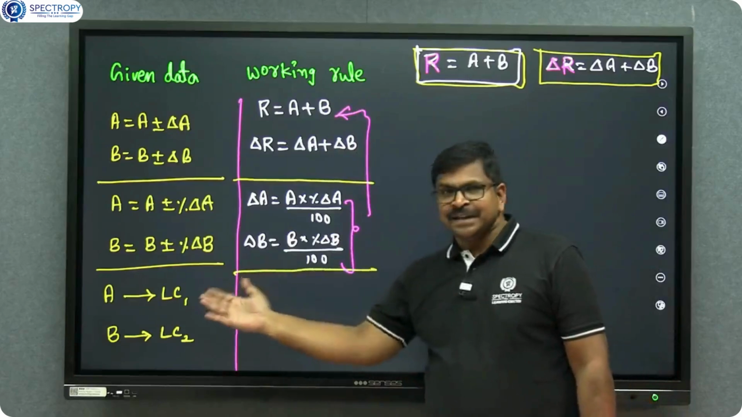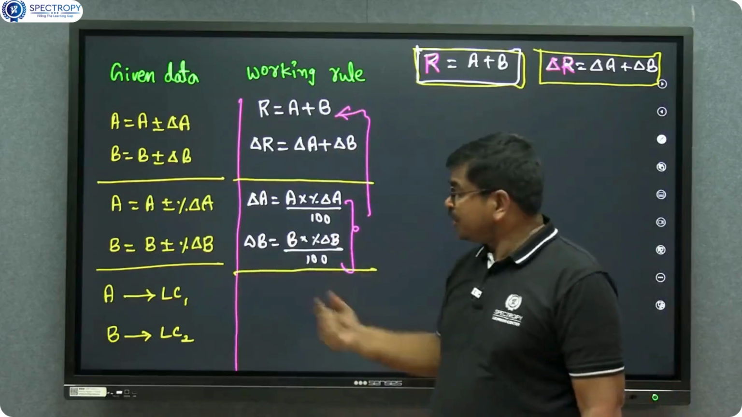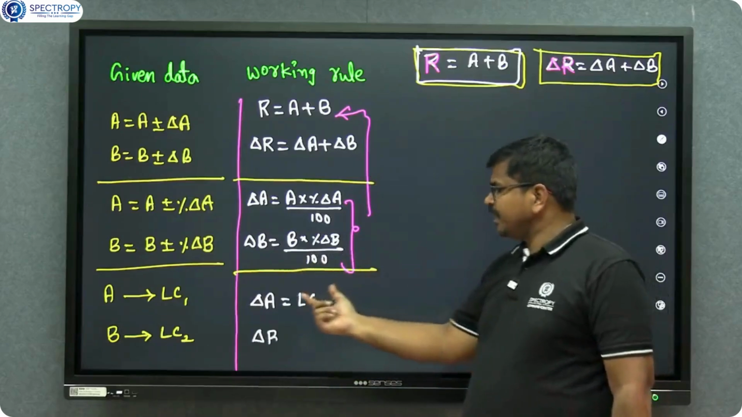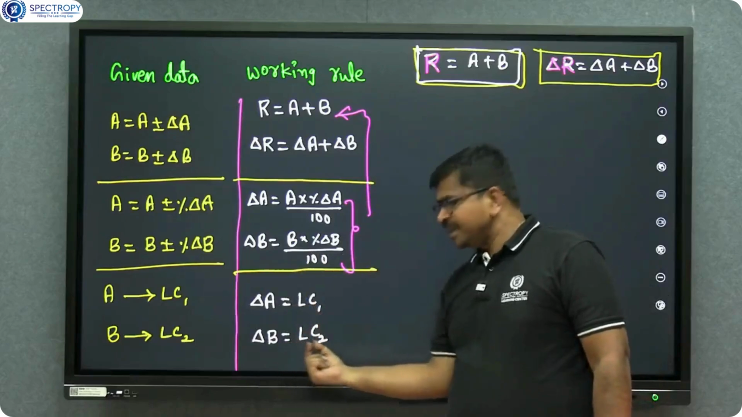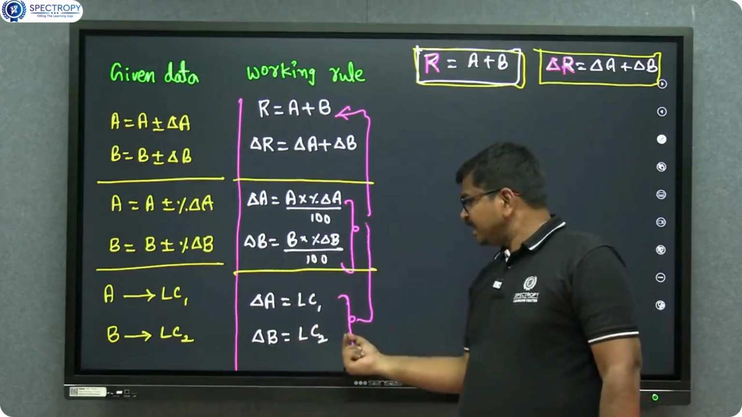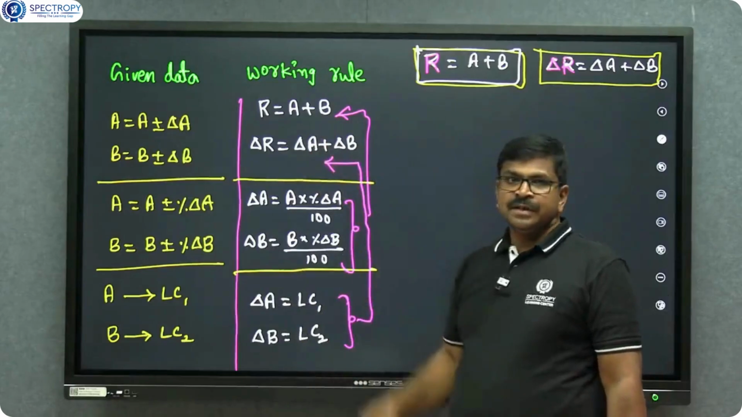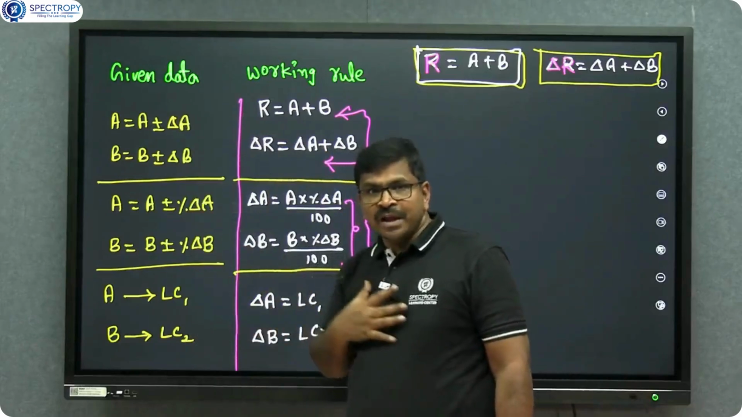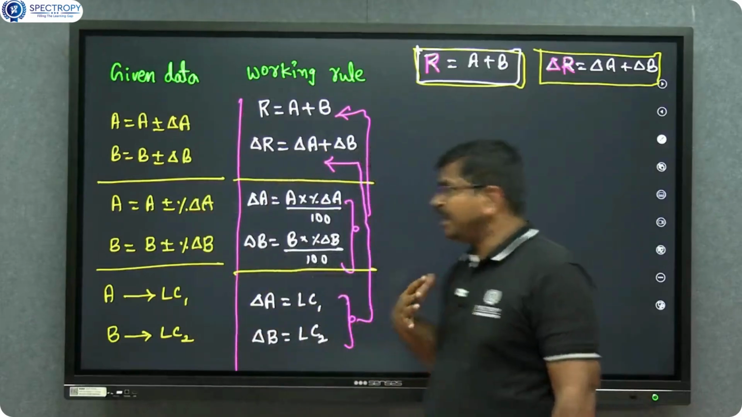Suppose in this case, the least count is given. The least count itself is delta A, I mean the absolute error. So I can write delta A as LC1 and delta B as LC2, and I can take these values and substitute here. So whichever way the data is given, now I am ready, I know how to handle that.